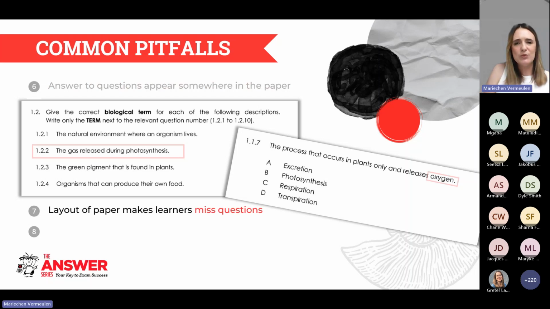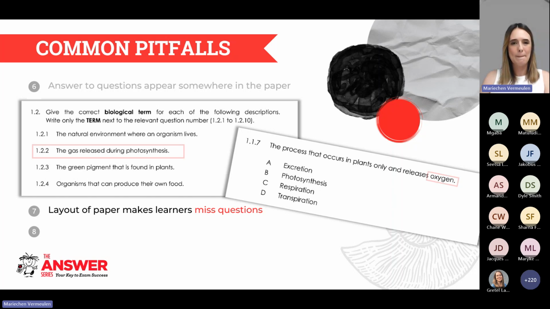Number 7 has more to do with layout errors. So we place questions in areas where learners might miss their mark, especially if it's a standalone 5 or 6 mark question right at the bottom of a page or at the top, and there's a bulk of other questions that they've worked through, so they kind of just think, oh, they've covered it, and they miss the question in that process.